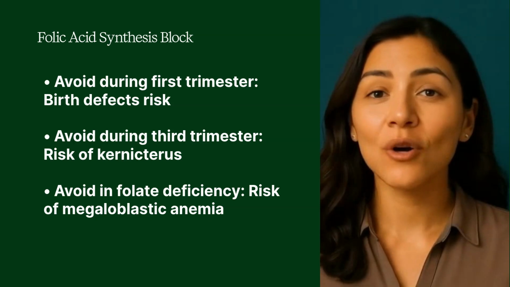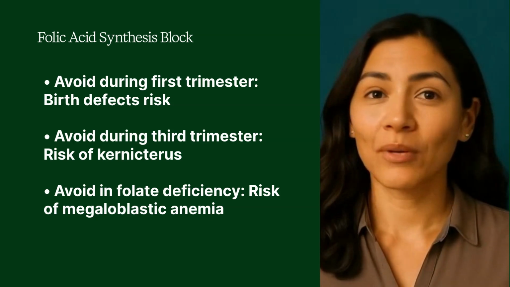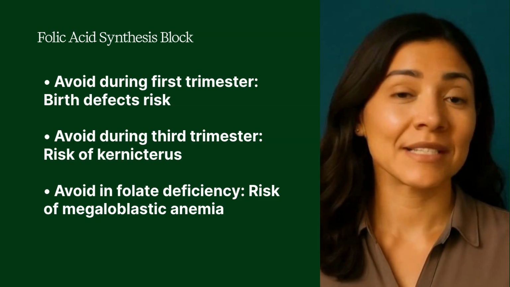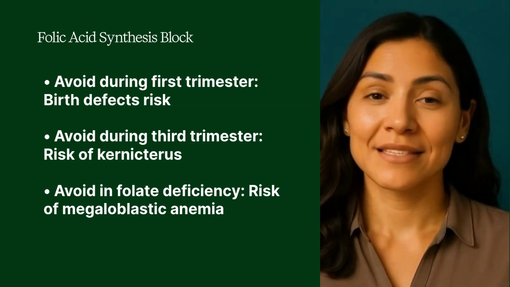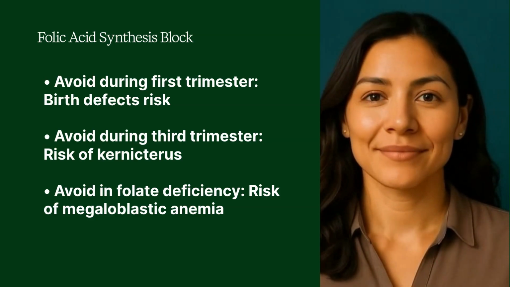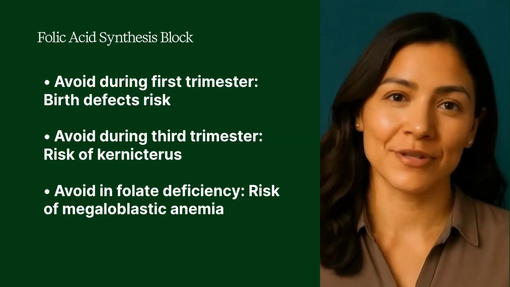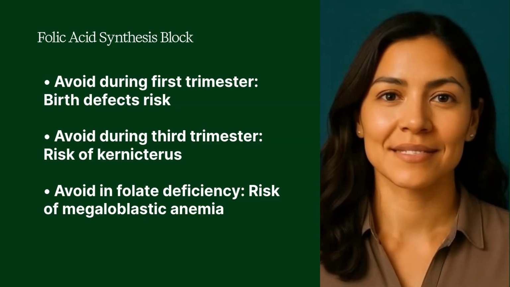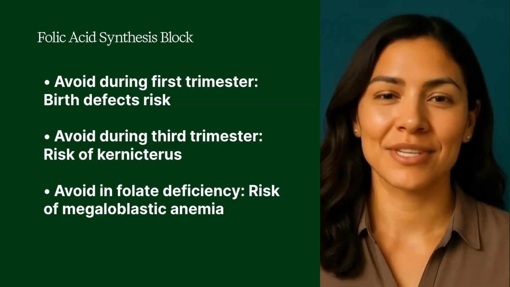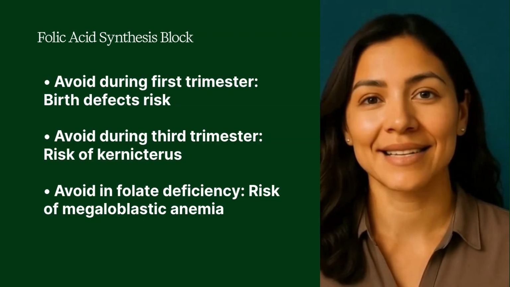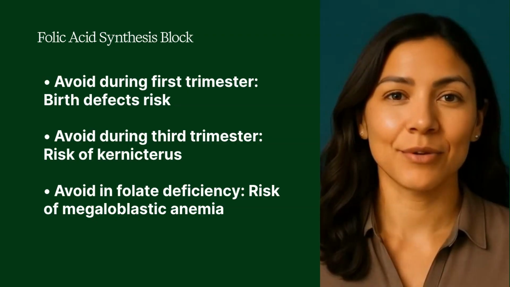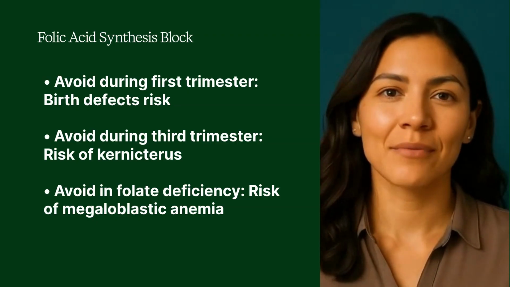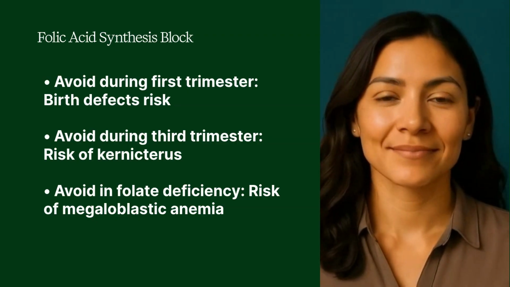This class is also avoided in patients who already have a folate deficiency because it can worsen the deficiency and lead to that severe megaloblastic anemia. Check your patient's history. For instance, if your patient has a history of chronic alcohol use, they are already at high risk for nutrient deficiencies, including folic acid, and often have underlying liver impairment. These patients are high risk for sulfonamide use.